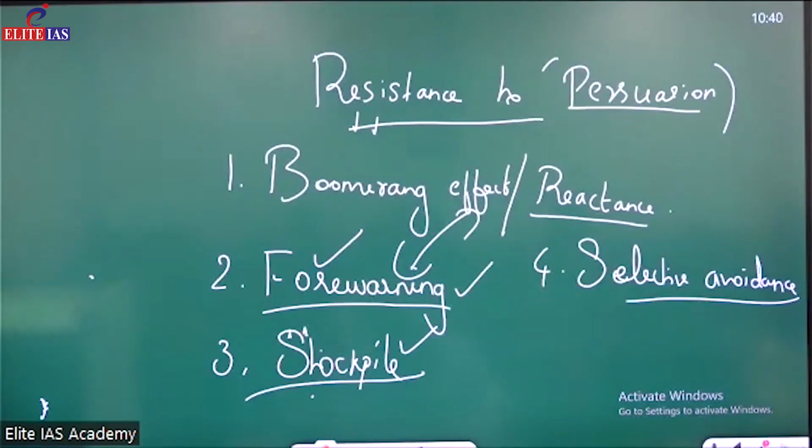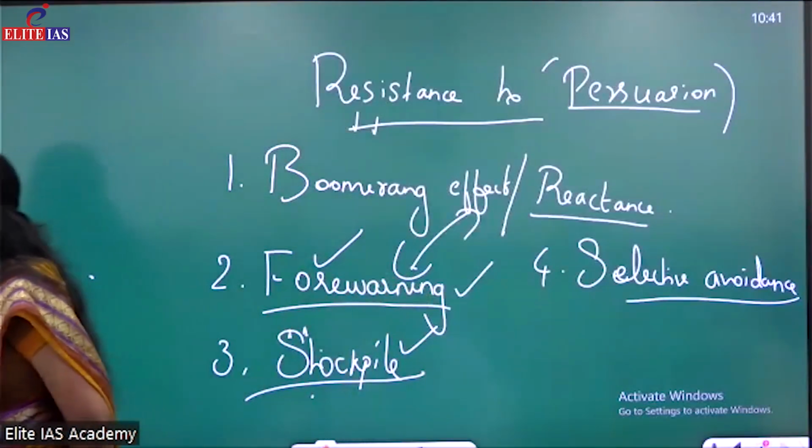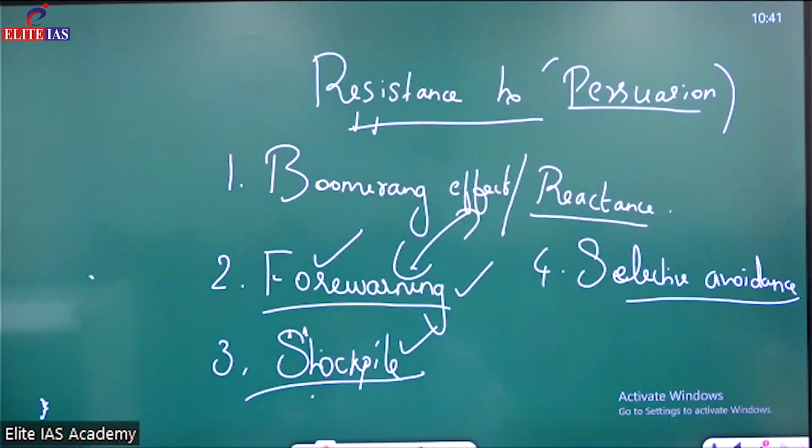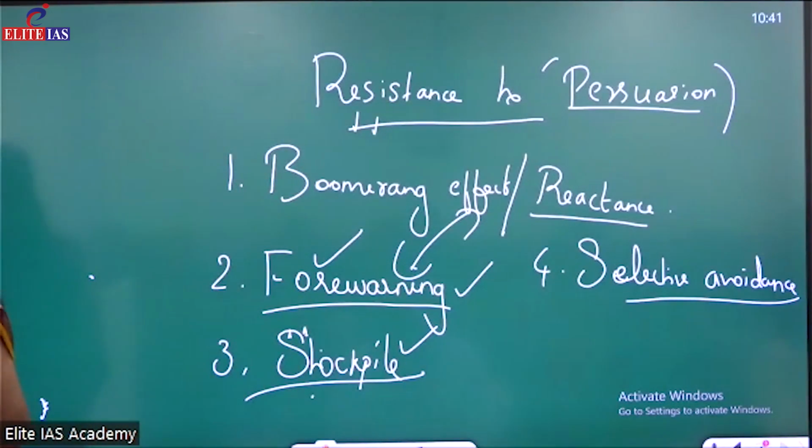Selective avoidance. Stockpiling. Write that. A person with physical, cognitive, and social resources, like high status, all those things, is more likely to resist persuasion. Then write for avoidance, selective avoidance.